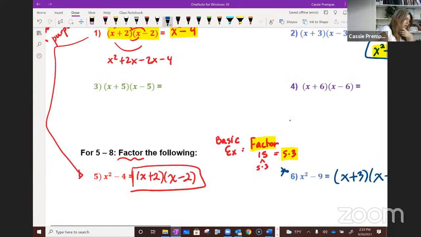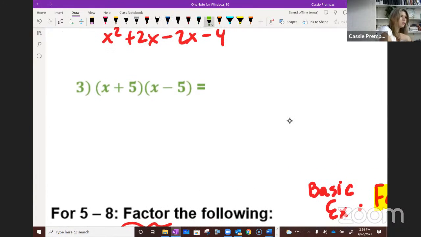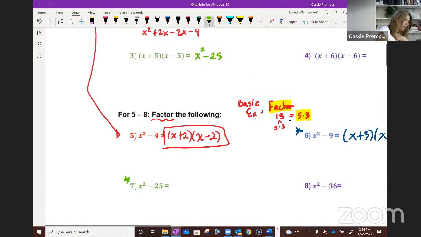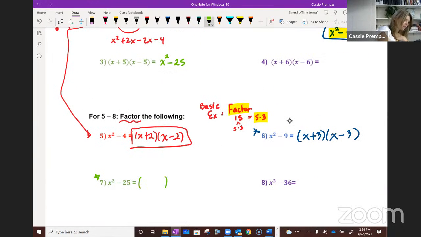Okay, let's go on to number 3. What does number 3 multiply into? X squared minus 25, awesome. So let's go to the color coordinating one, number 7. What does x squared minus 25 then factor down into? X plus 5. Nice. X plus 5, x minus 5.